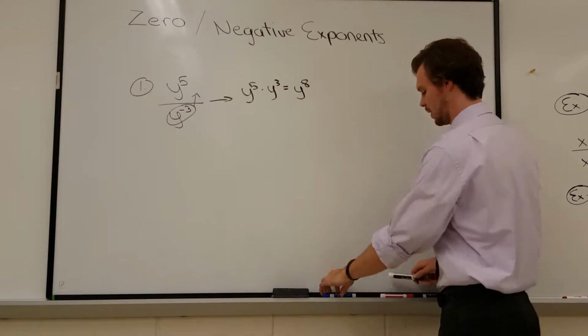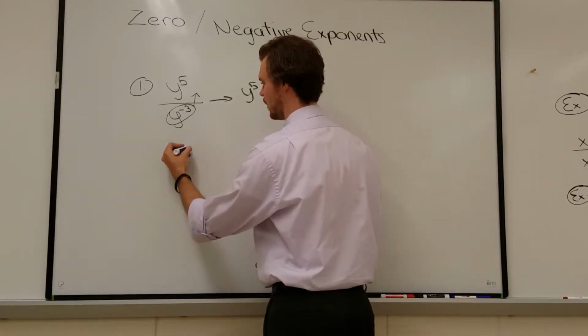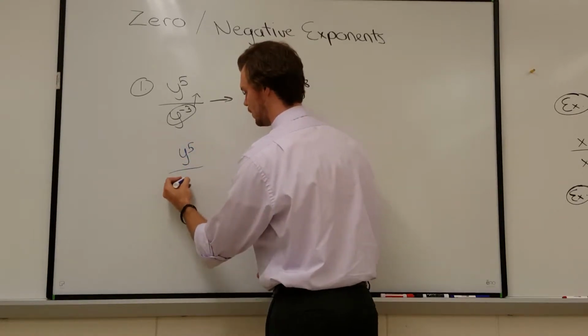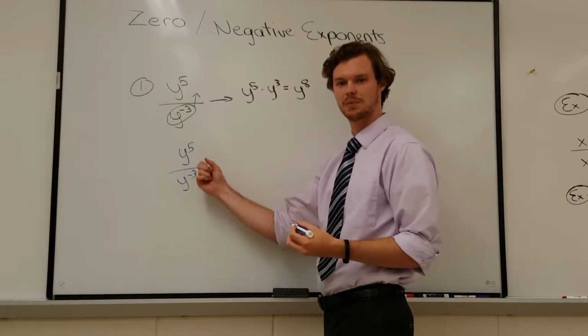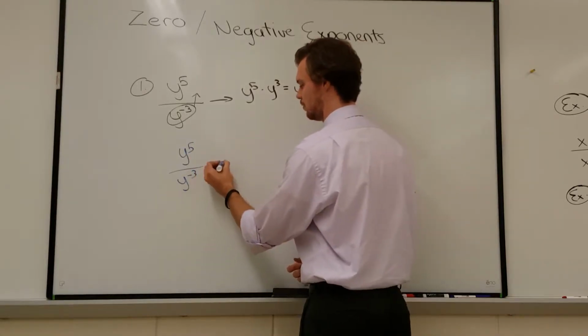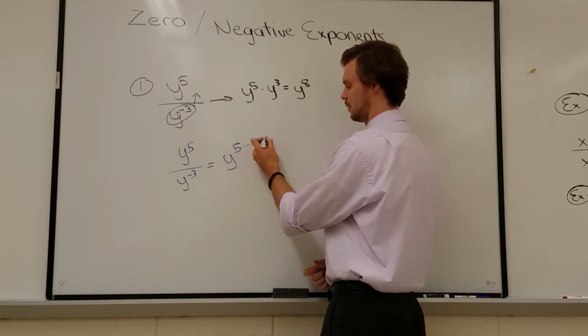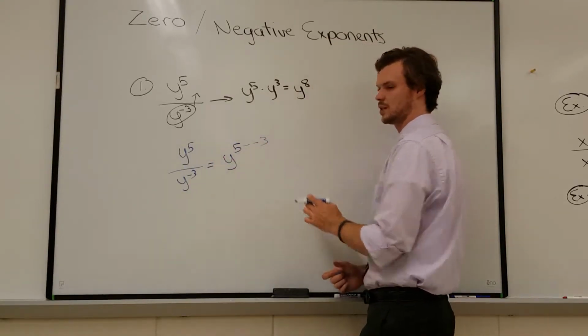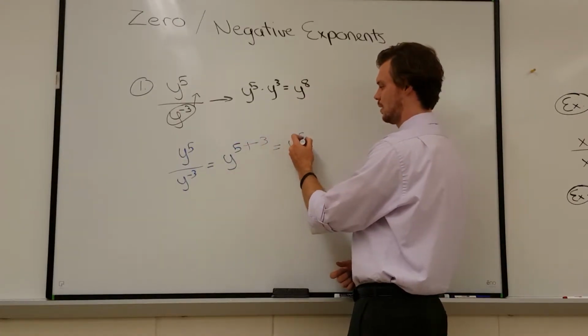Now a second way I can think about this problem is using the quotient of powers rule. So let me rewrite it, y to the 5th over y to the negative 3rd. When I divide with the same base, I'm allowed to subtract my exponents. So this can be rewritten as y to the 5 minus negative 3 power. And whenever I subtract a negative, I'm really adding. So this is y to the 8th.